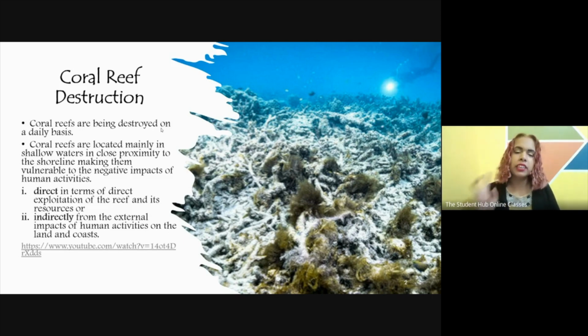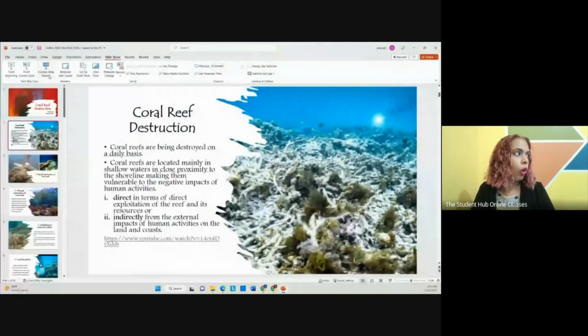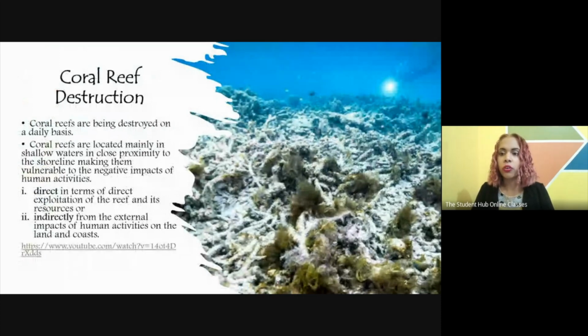And when we describe their destruction, we can break it down into direct exploitation of the reef and its resources, like directly picking it, or directly using too many fishery reserves. Or we can do it indirectly, through human activities on the land. So with agriculture, the chemicals can seep into the coral reef area, or you can have improper drainage and irrigation systems flowing into the ocean water. So you have those direct versus indirect effects of coral reef destruction. You guys are good with that? That is what we are doing as humans to cause coral reef destruction.